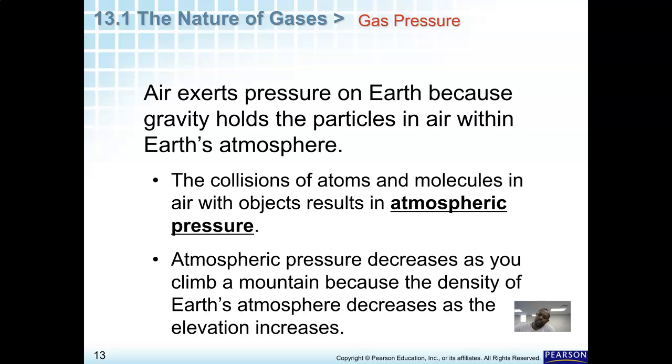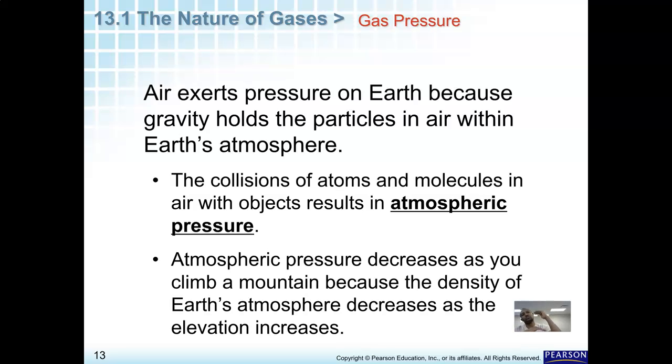Now, some of the things that you see is, when you climb from low altitude to high altitude, what you can see is the pressure decreases. That is why when you climb a mountain, you have to breathe deeply. That deep breath is because of the low density of air at higher altitudes.